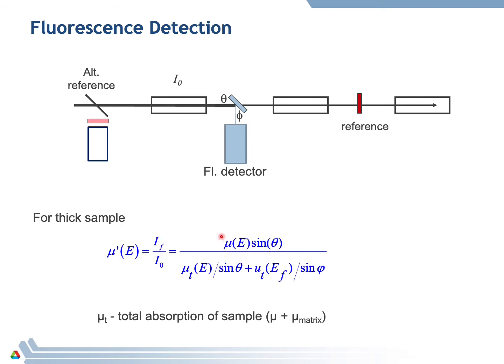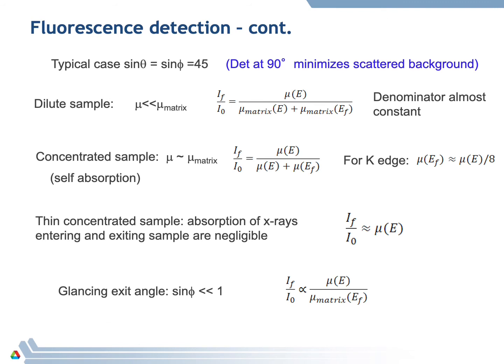We have this mu that we're trying to measure in the numerator, so that's good. But we also have the total absorption down below, which, remember, incorporates this mu also. So this will cause some distortion in the actual measurement. And I discussed that a little bit more on this slide, where we look at some typical cases for the measurement. In this case, I've just assumed that sine theta and sine phi are 45 degrees, because that's our usual case to minimize the scattered background.